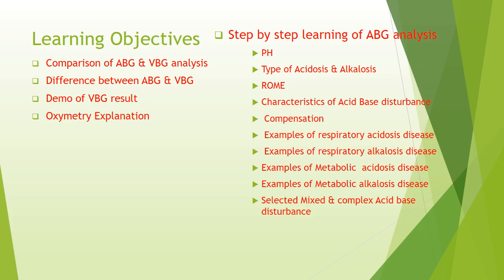Regarding the pH, type of acidosis and alkalosis, ROM, characteristics of acid-base disturbance, compensation, examples of respiratory acidosis disease, respiratory alkalosis disease, metabolic acidosis disease, metabolic alkalosis disease. Then the main thing, we are going to see some selected, mixed and complex acid-base disturbances.